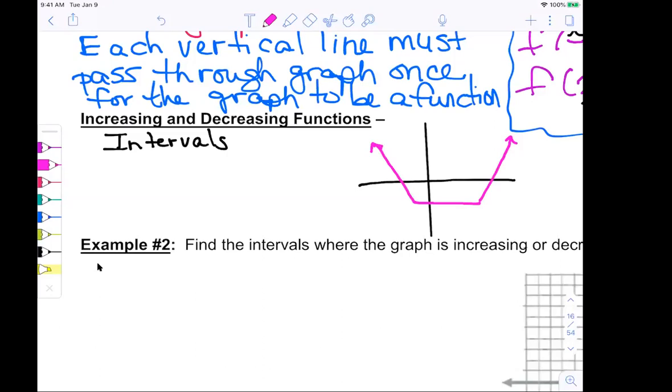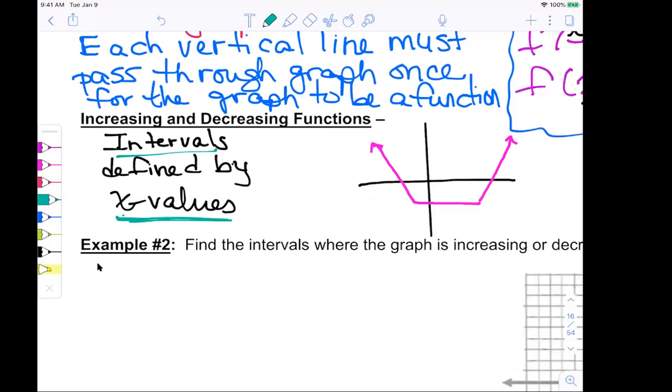So functions can have different parts to it. A function can have an increasing portion. It could have a decreasing portion. When we describe the section of the graph, we use intervals defined by x. And that's the important part. So we're using interval notation. We're no longer using inequalities, but they're defined by the x values.